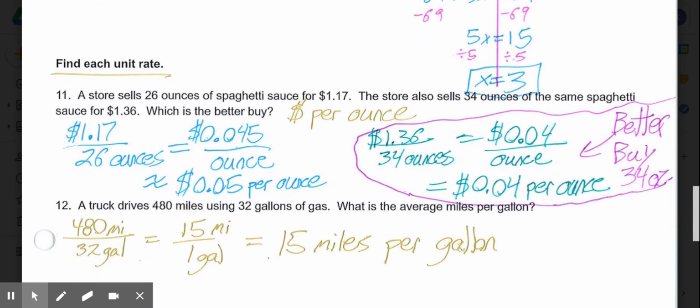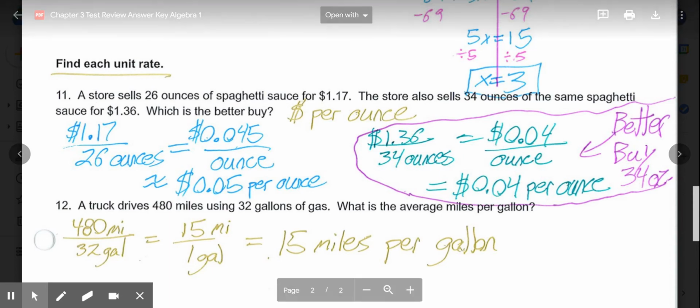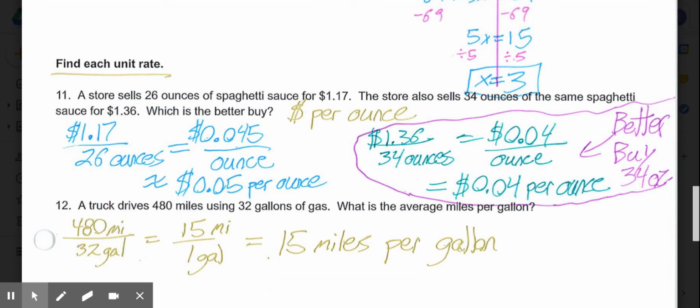Now, in a problem like 11, they're asking, what is the better buy? And remember, the better buy would be whichever product is cheaper per ounce or per pound, whatever their unit of measurement is. So in this case, you would want to take the dollar amount and divide it by the number of ounces to get the unit rate of dollars per ounce. So we take the $1.17 divided by the 26 ounces in the jar, and we end up with $0.045 per ounce, or approximately 5 cents per ounce.